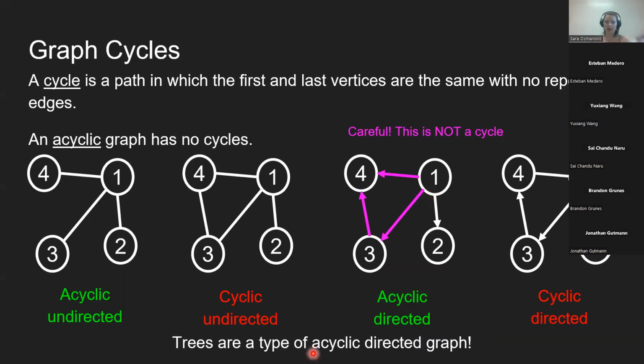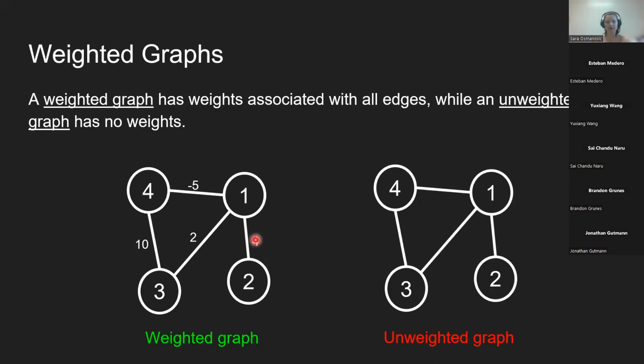Trees are acyclic directed graphs if you want to make a connection back to previous data structures. Now, weighted graphs. Weighted graphs are graphs that have a value stored in the edges. Those values are called weights and are commonly understood as path lengths.